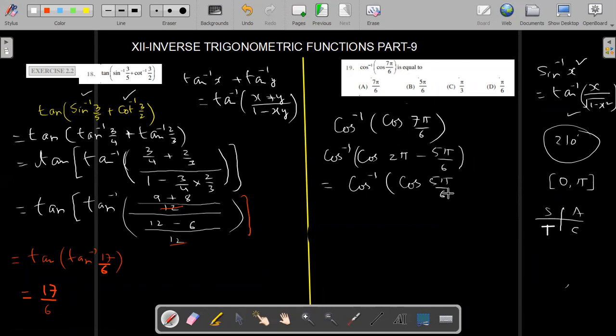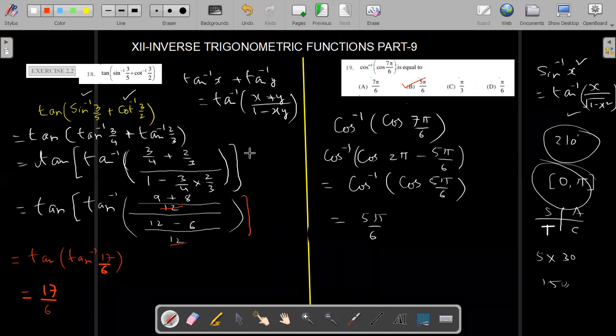Cos 5 pi by 6, inverse and cos will cancel. We get 5 pi by 6. Check 5 pi by 6. 5 pi by 6 means 30 degree times 5 is 150 degree. Yes, it is between 0 to 180 degree. Correct? So we can write 5 pi by 6 is the answer. 5 pi by 6, D is the answer of this question.